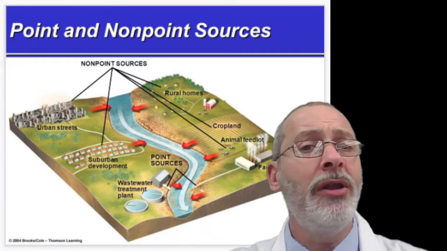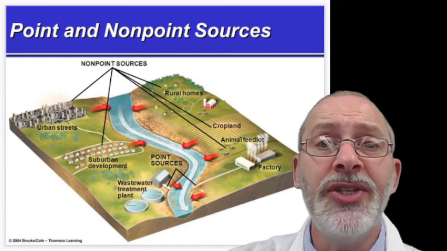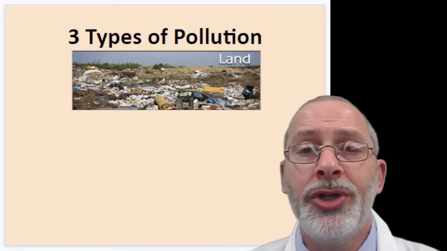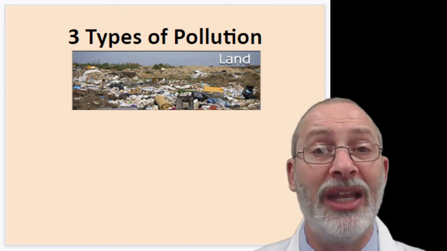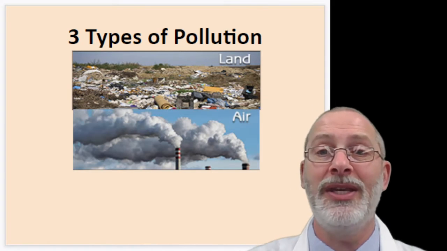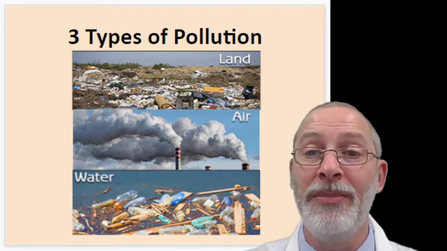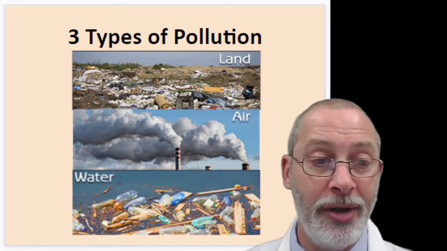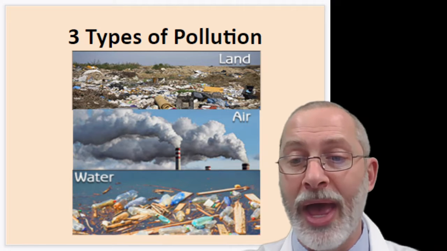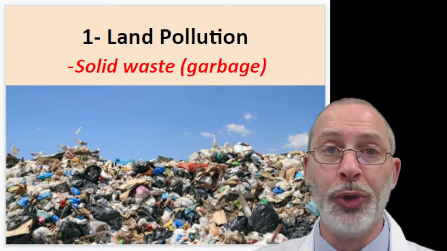So, regardless of whether we're discussing point or non-point source pollution, let's talk about three different kinds of pollution in the first place. We're going to talk about these three types, beginning with land pollution, and we can see that illustration with the garbage looks pretty nasty. We're going to talk about air pollution, the pollution that we can see in the atmosphere, and finally, water pollution, pollution that enters the hydrosphere somewhere along the way. So as we begin, let's start with number one, land pollution.